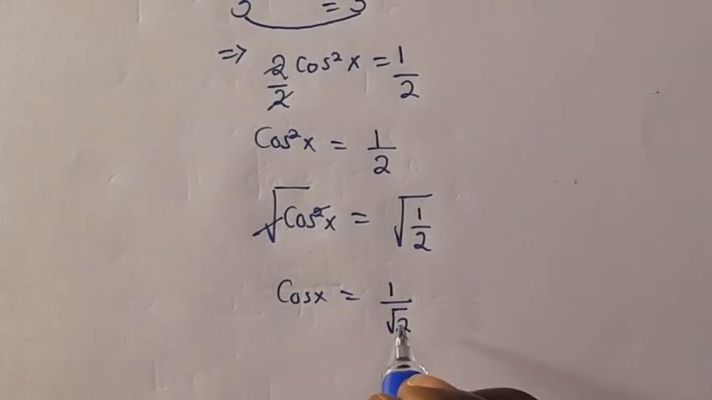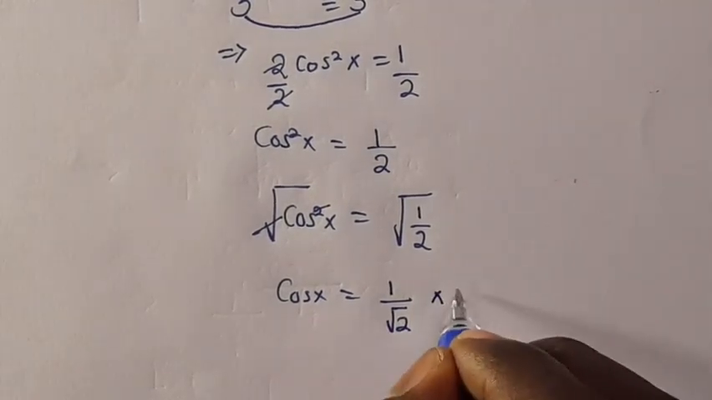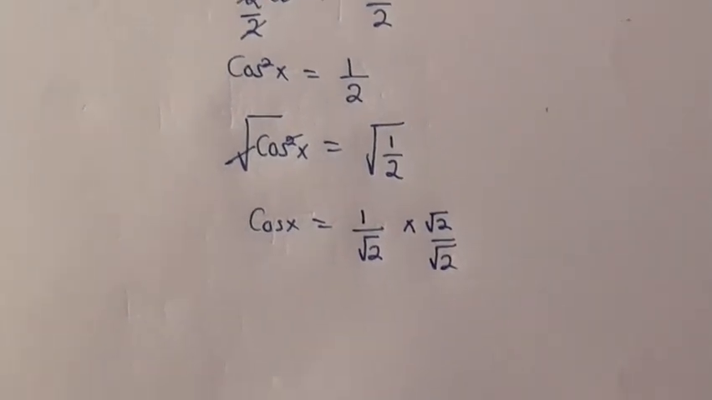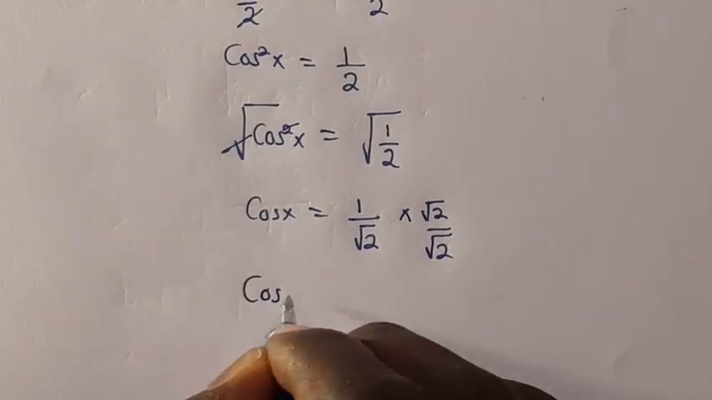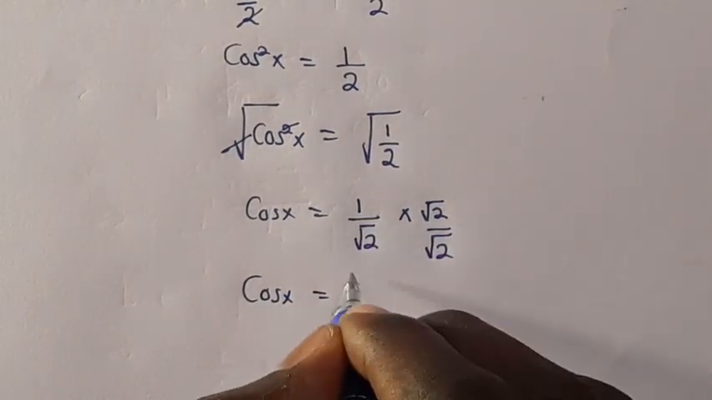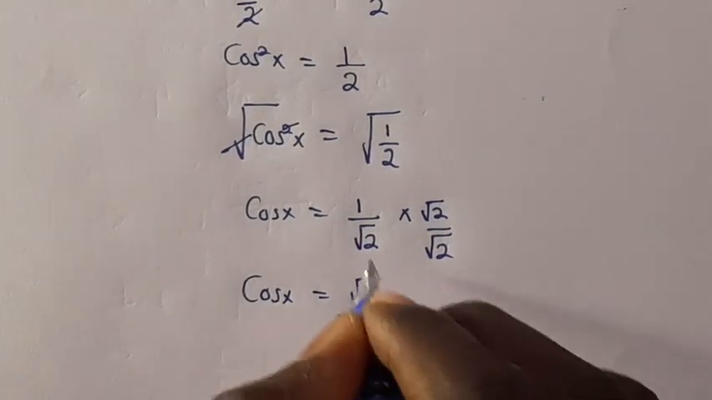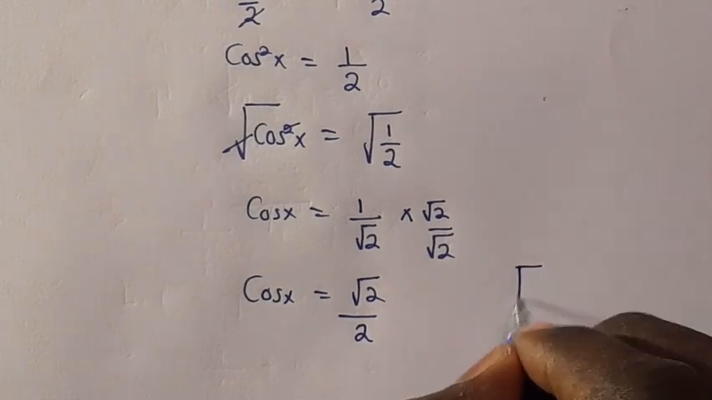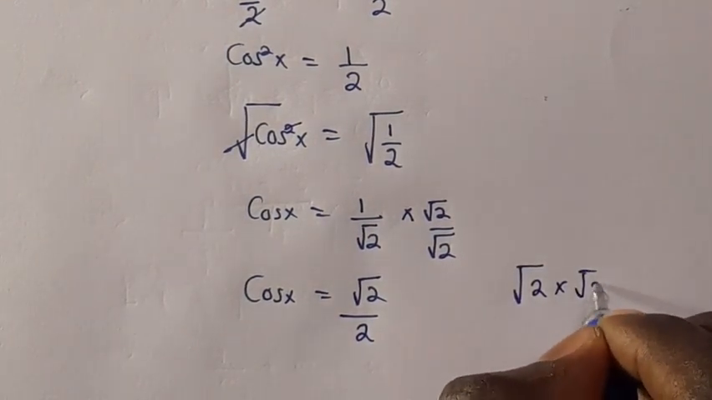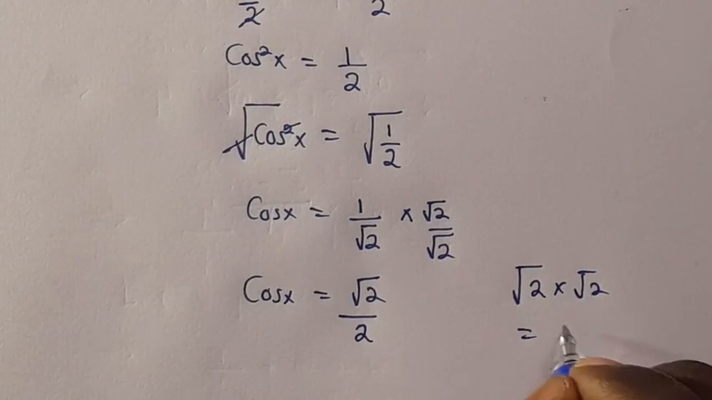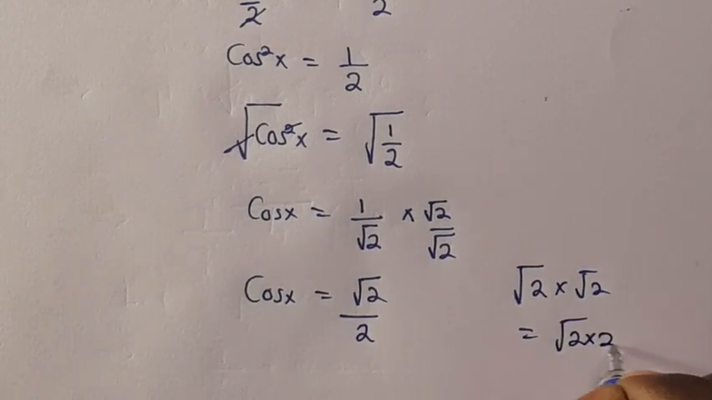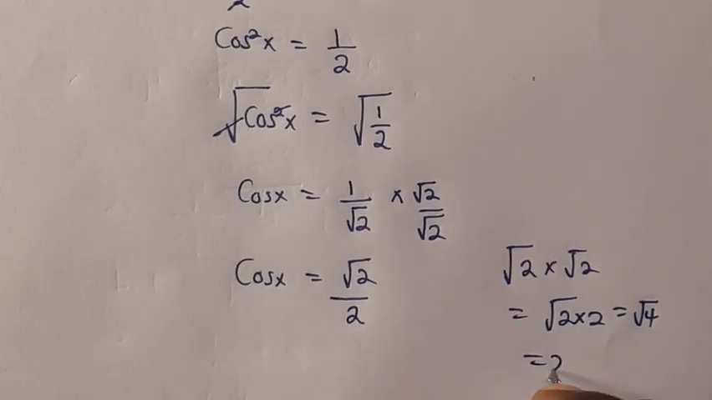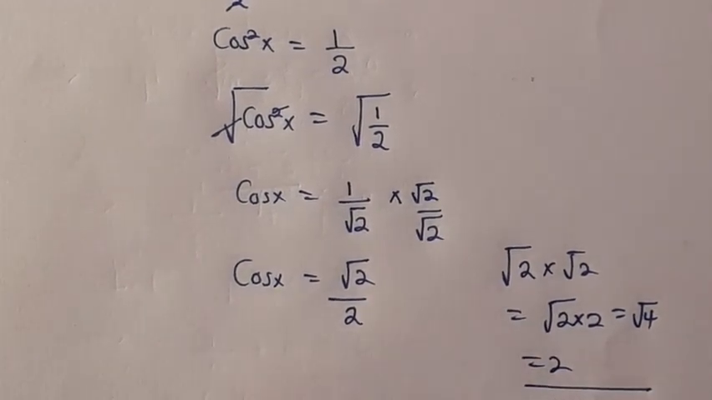Then we can rationalize this by multiplying through by what? Square root of 2 divided by square root of 2. Now we have cos x. This times this, we have square root of 2. Square root of 2 multiplied by square root of 2, we have 2. Because when you multiply square root of 2 by square root of 2, taking one square root, you have 2 times 2. This will be square root of 4, and square root of 4 is 2. That is how we have this.